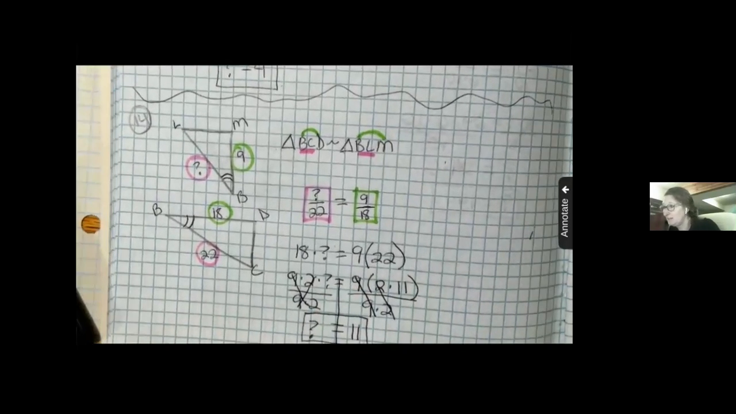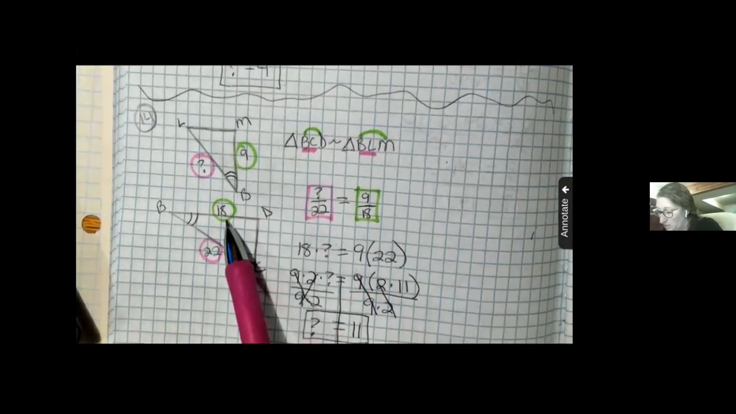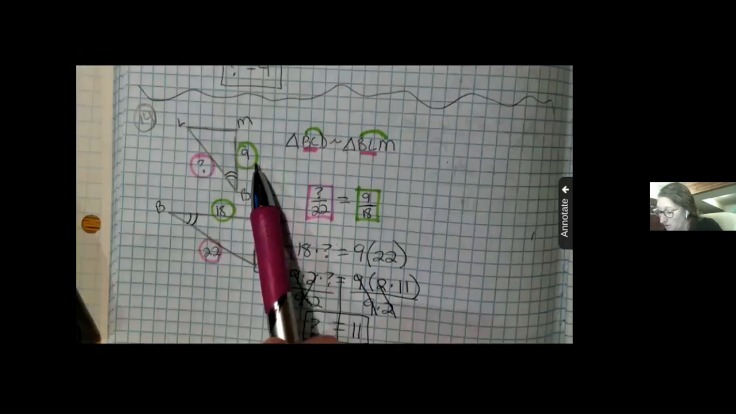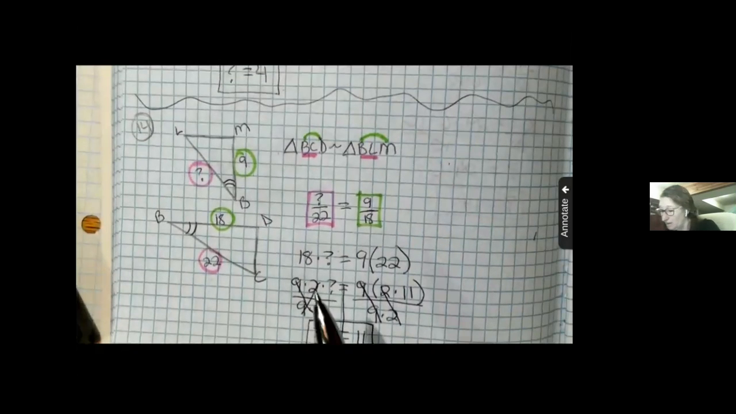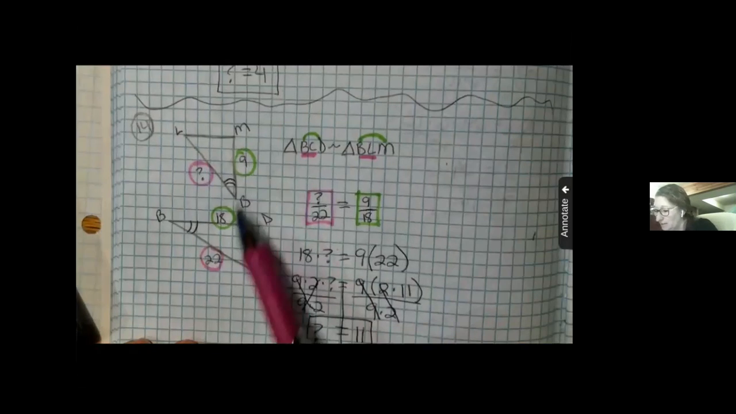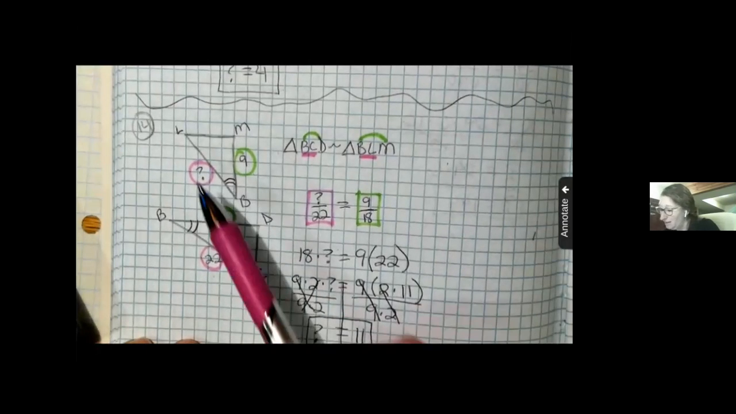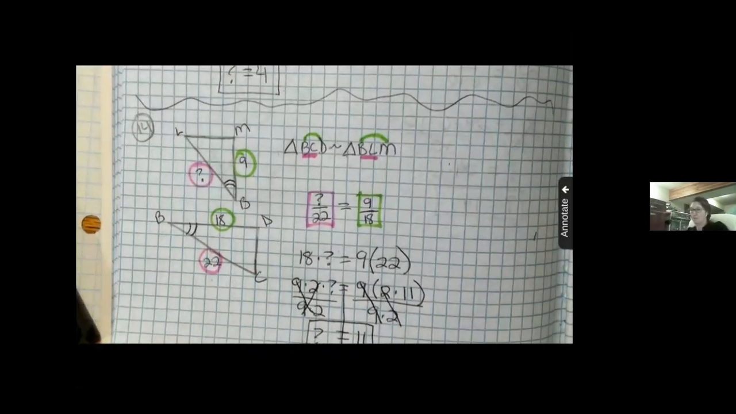Now, does it make sense? Well, 18 is a smaller number than 22. And if this is 11, 9 is smaller than 11. That makes sense. That works. And here's the other thing. 9 times what makes 18? Well, we answered that too. Guess what 11 times 2 makes? 22. So your ratio is the same too.